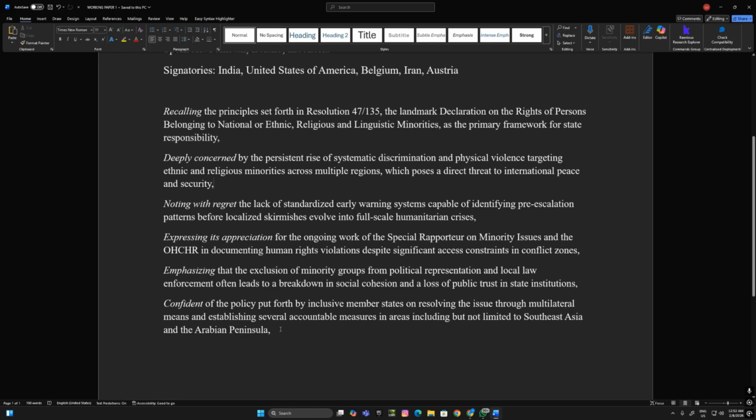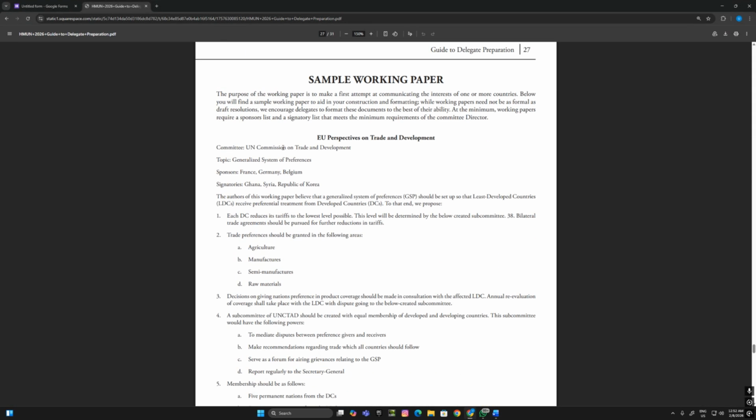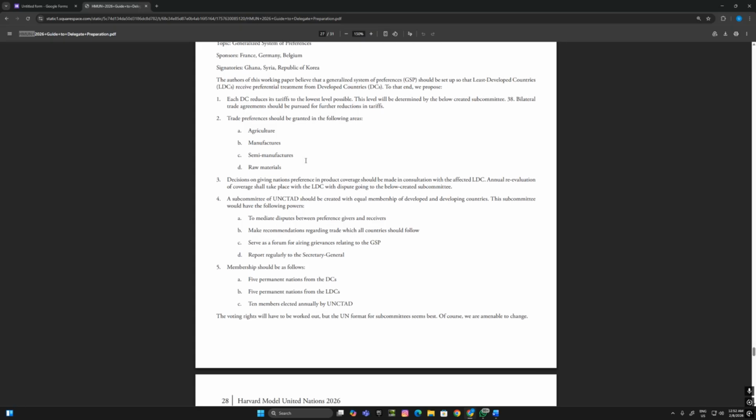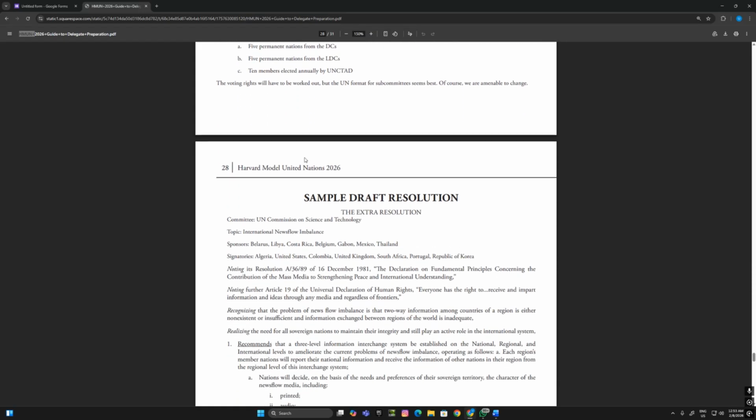This one is much better. Why? Because when you transition towards a draft resolution, it becomes extremely easy for you to transition into a draft resolution. I'll show you what I mean. Okay. So this is a sample working paper. You can go through this as well. This is something that is presented to us by the HarvardMUN team. So this is a brief working paper. They're usually 2.5 pages. Okay.